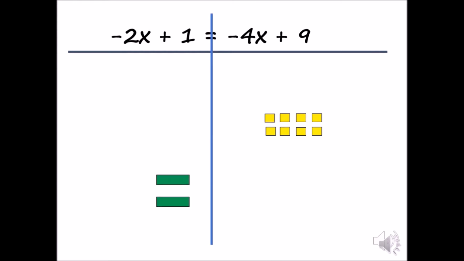If we divide our left side into two equal groups, we'll also divide our right side into equal groups, giving each x the same number in each group.